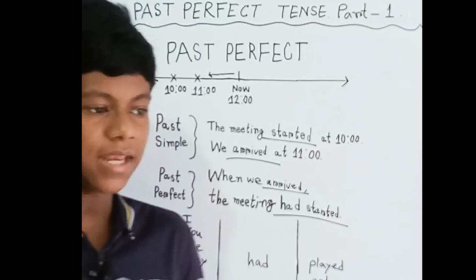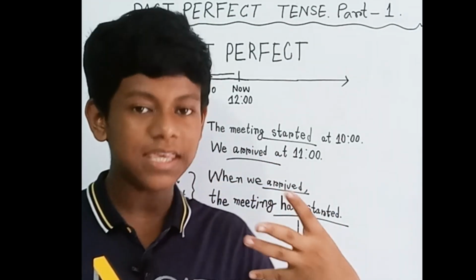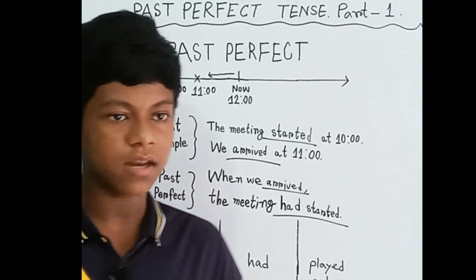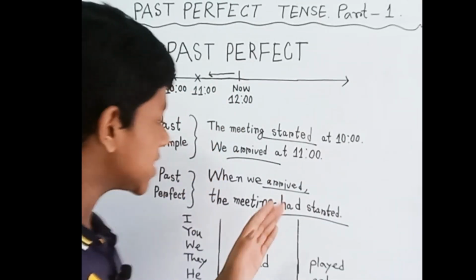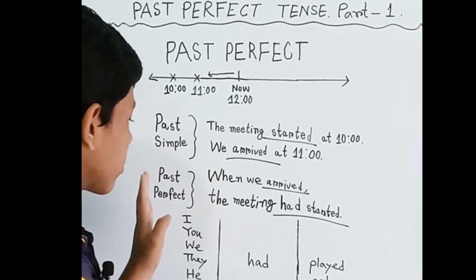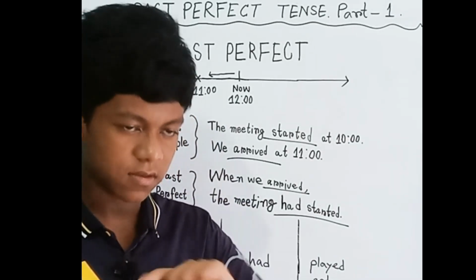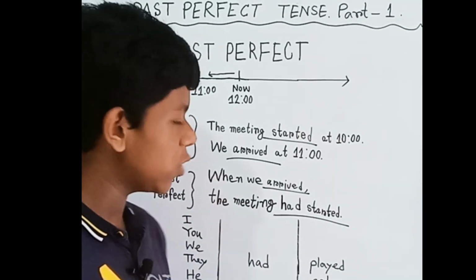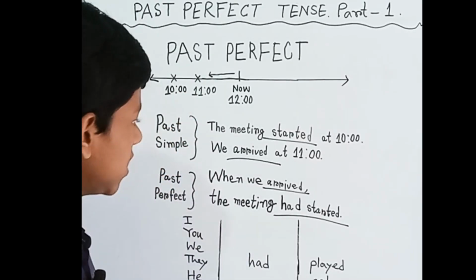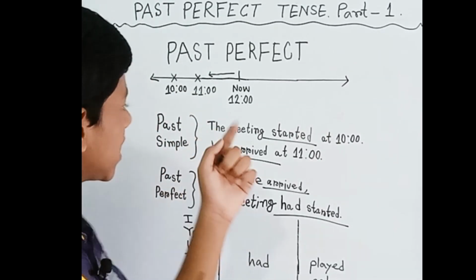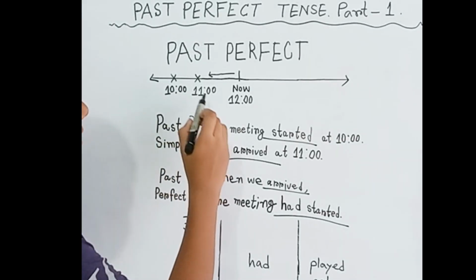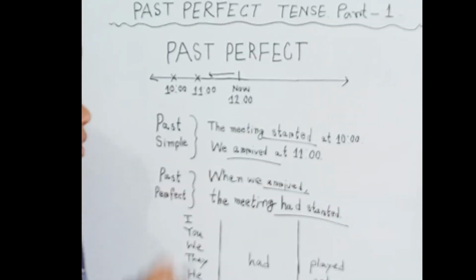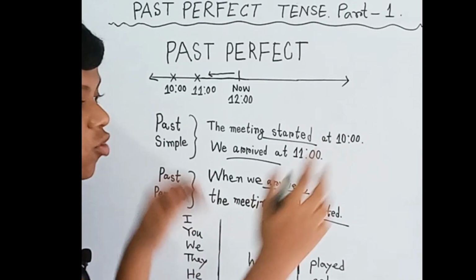So our main point is when any kind of event or task happens before the past, it indicates the past of the past. On that occasion we call this past perfect, and it must be in the past. I hope you get it. For example, now it is 12, and before that is 11, and before 11 is 10. So we can call this past perfect. I have drawn this timeline to make you all understand.